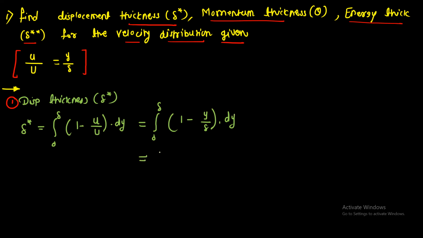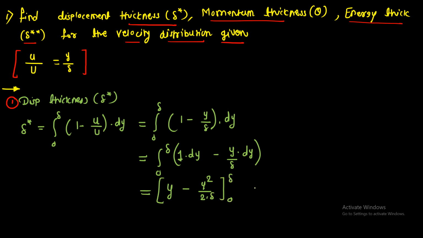So this is equal to integration 0 to delta. Let me simplify: it is 1 into dy minus y upon delta into dy. Here delta is a constant. Now integrate this: the integration of 1 is y, minus the integration of y, which is y square by 2, delta will remain as it is, and the limit is 0 to delta.